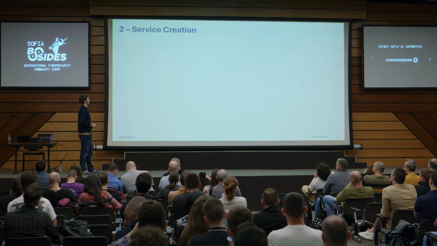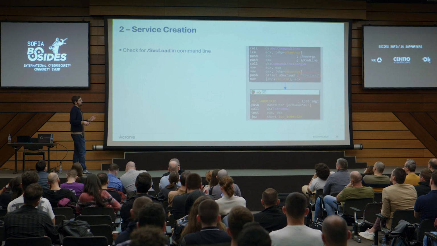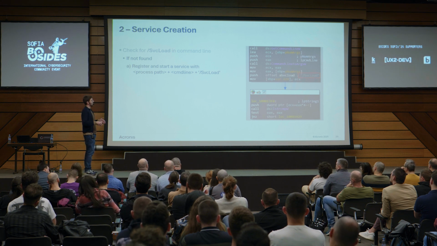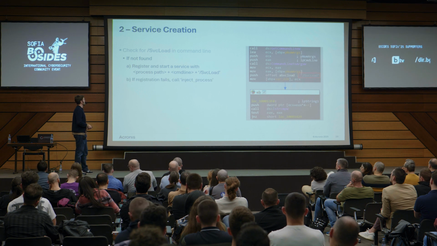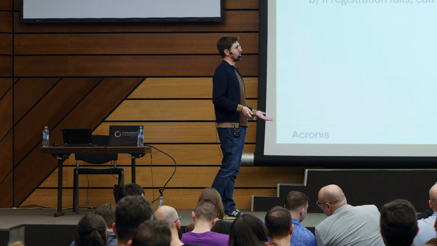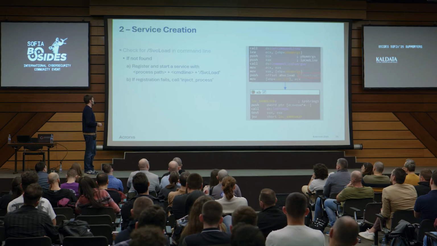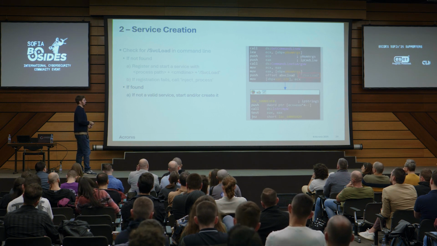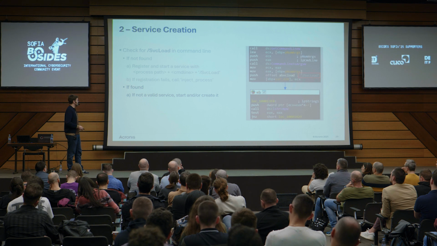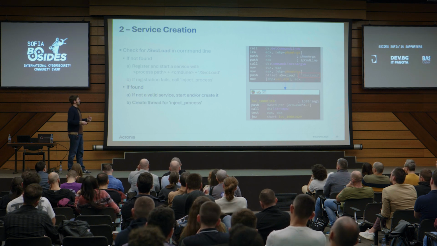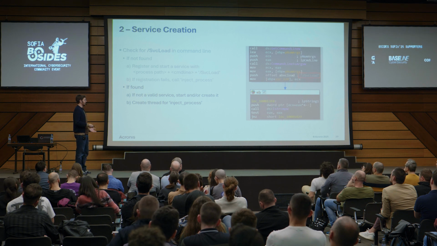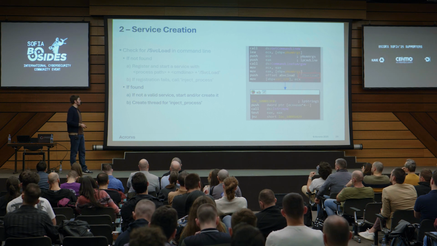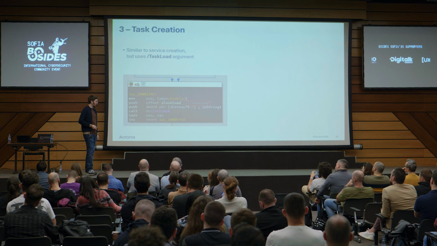The service creation, which was our case, started by checking if the SVC load argument is in the command line. If it is not, it registers a service with the current path and command line and appends SVC load to the end of the command line. If registration fails for some reason, it calls inject process and just injects into itself and continues execution. If SVC load is found, it performs validation to check if the process is indeed started as a service. If all is good, that it has SVC load in the argument and is running as a service, then it injects the next stage into itself. By this, it makes sure it is running with system-level privileges.